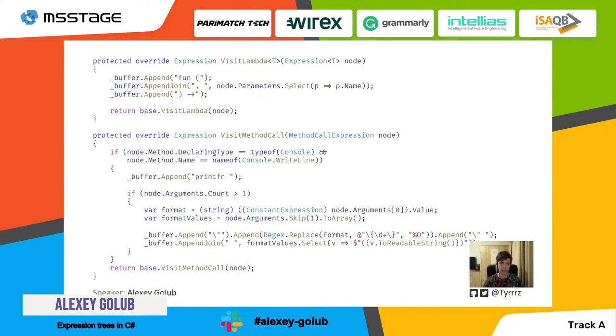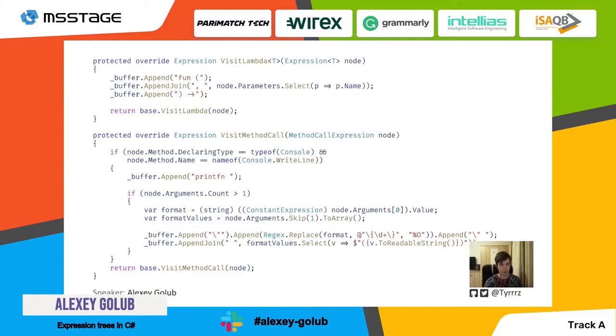And for lambda expressions, we just convert it to the equivalent in F#, which looks similar, but it has the fun prefix, and as opposed to the fat arrow, we use the thin arrow with the dash instead of the equal sign. And for the method call, we just want to make sure that whenever we find Console.WriteLine, instead of calling that, we replace it with the printf function, and instead of using the arguments directly, we separate them using spaces.